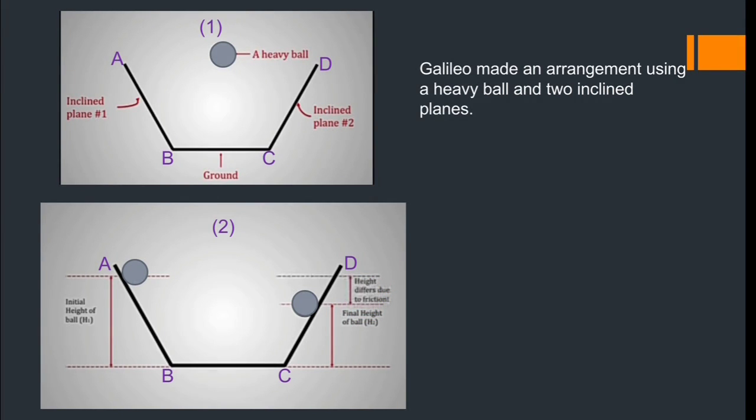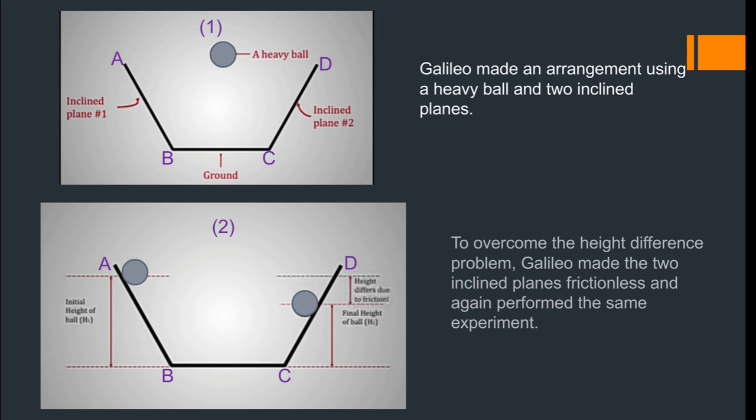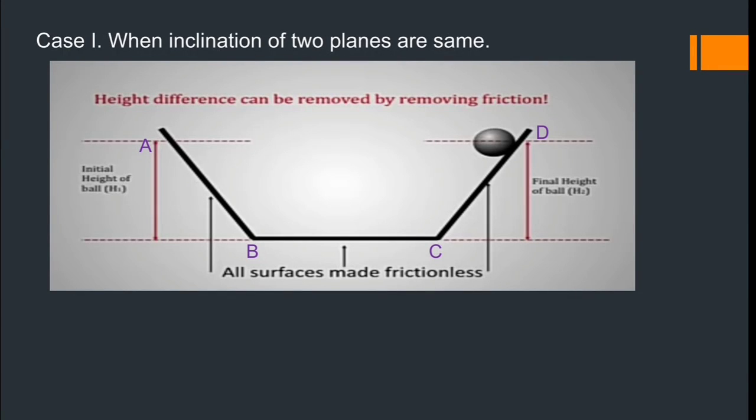So there is a difference in height, h1 minus h2. He concluded that because of the opposing force of friction, the speed of the ball goes on decreasing, and it also does not attain the same height while climbing as that from which it is left. So in order to overcome this problem, he made the two planes AB and CD frictionless and again performed his experiment. Now there arise three cases.